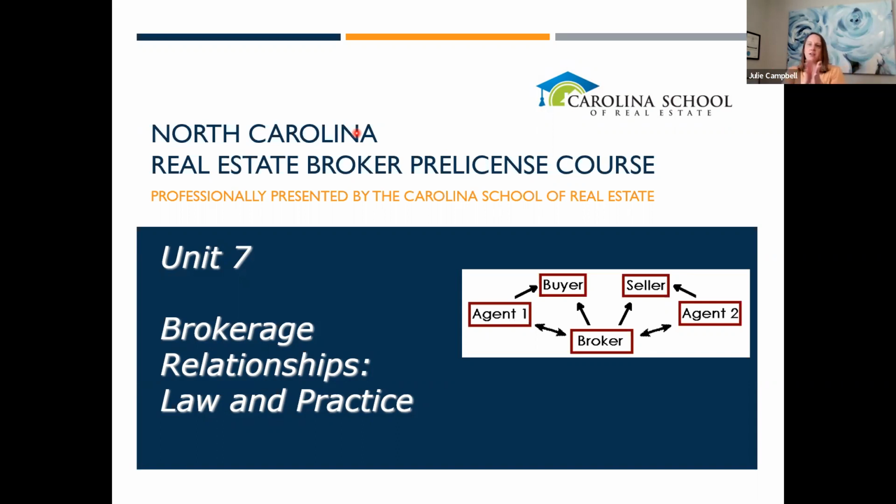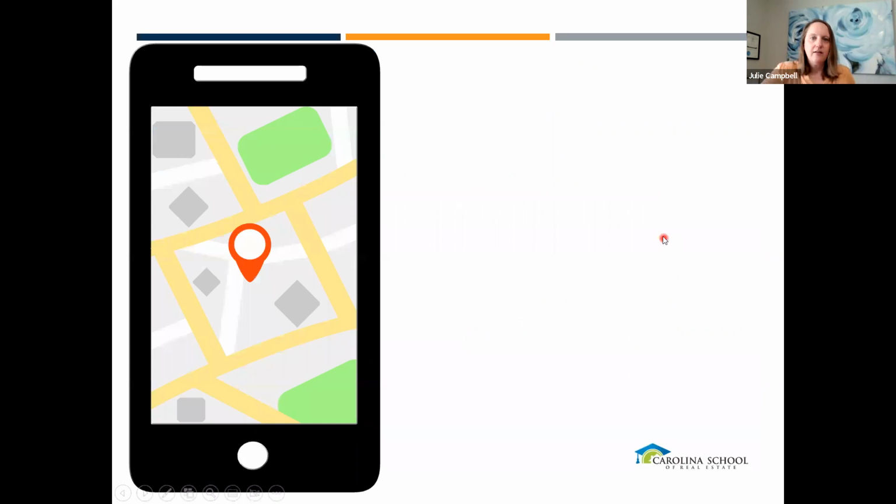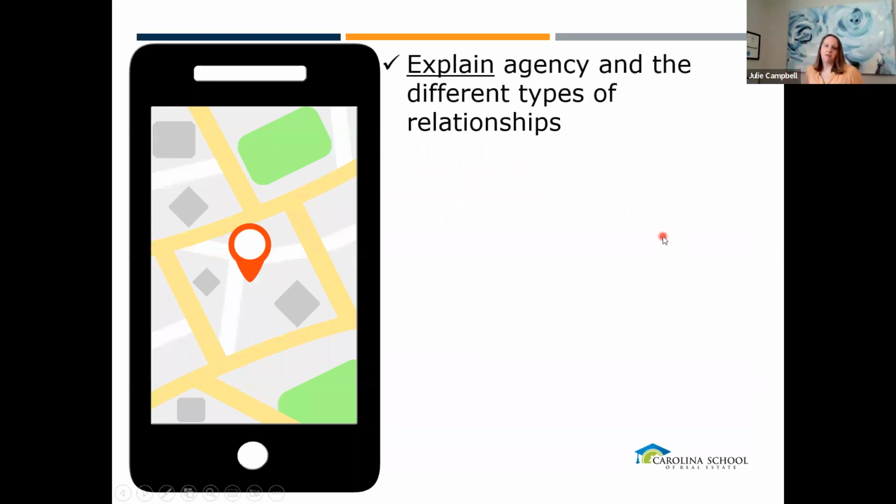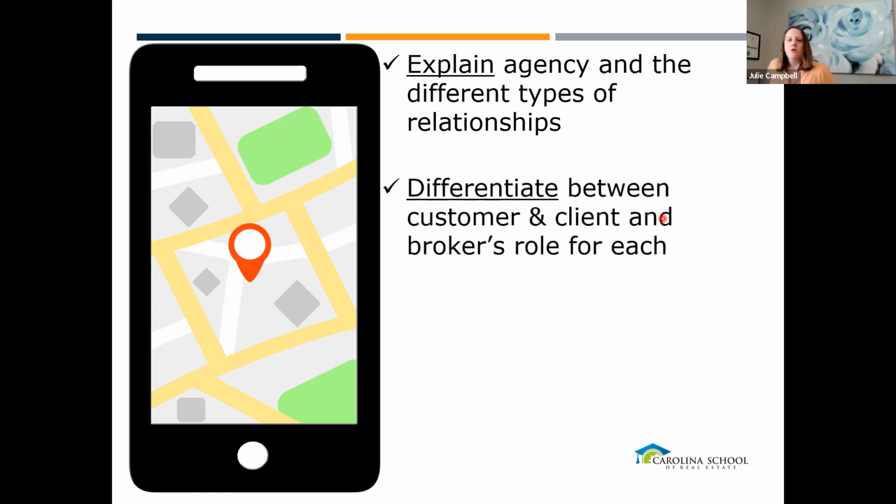So before we actually get to the book, actually before that, our guide, our roadmap for Unit 7: we're going to explain agency. We're going to define agency. And we're going to talk about the different types of agency relationships. We're going to differentiate between a customer and a client and what my role is for each. There are certain duties that I owe my customers. There are certain duties that I owe my client. So we're going to talk about my roles. We're going to talk about how you become my customer, how you become my client.